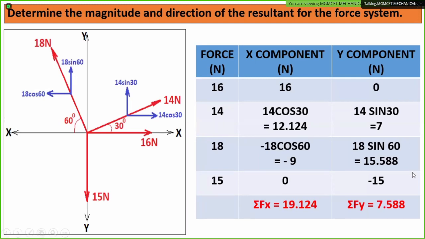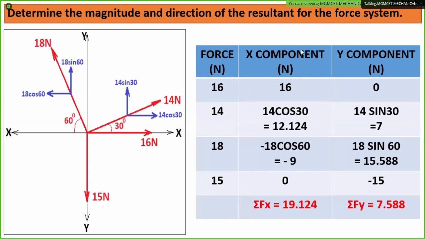So here, clearly, the first force I am starting from is the 16 Newton force. Second is 14 Newton, 18 Newton, and 15. Go in sequence, either clockwise or anti-clockwise. I am going anti-clockwise. So the first force is 16 Newton force. Next one is 14 Newton force. Third one is 18 Newton force, and fourth one is 15 Newton force.